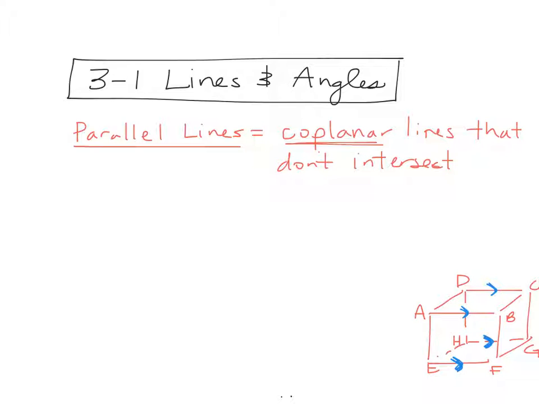So if I drew a diagonal through, then AB is parallel to HG, because you could put a plane through them. Okay, so those are parallel lines. I could also say that AE is parallel to BF, for instance. Okay, so lines that will never touch, but you can draw a plane through them. Okay, that's parallel lines. Then there's also skew lines.